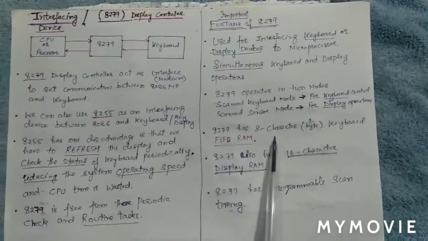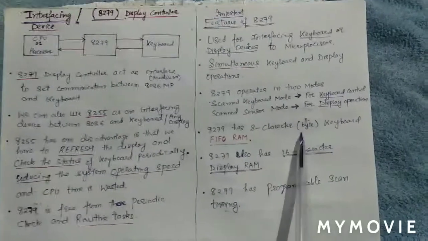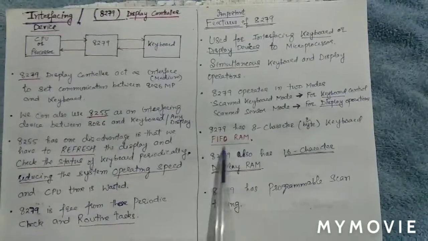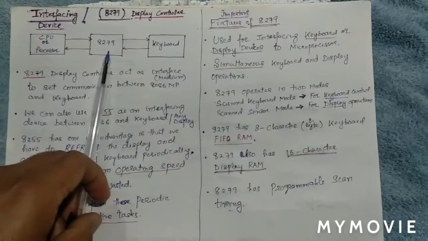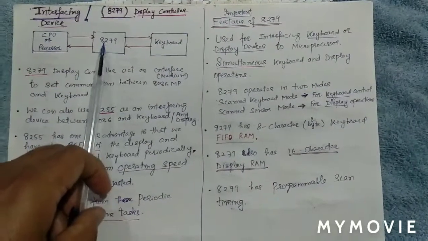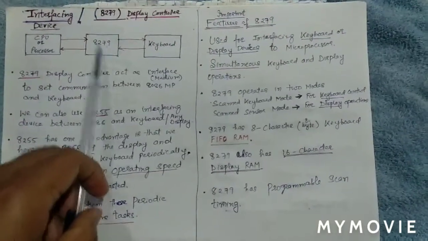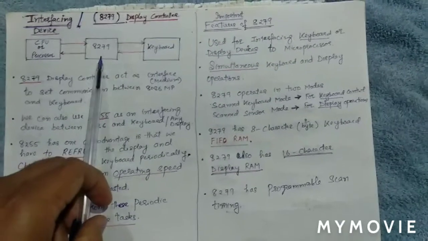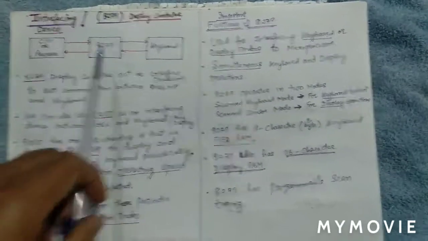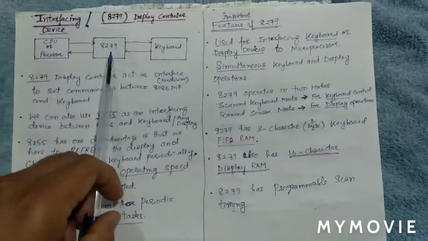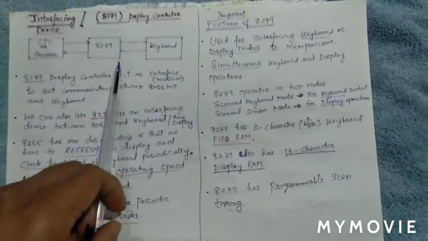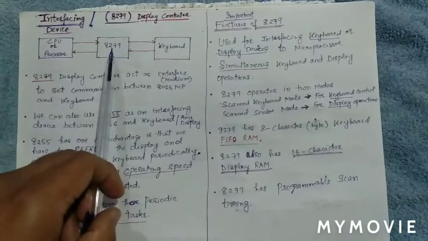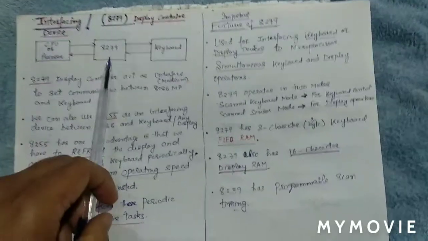8279 has an 8 character, that is 8 byte, keyboard FIFO RAM. This FIFO RAM is a RAM which works on first in first out. That is, if we first press keyboard switch 1 and then 2, the operation will be performed as per the FIFO logic.